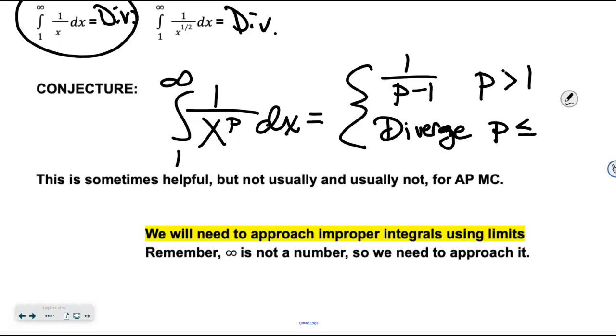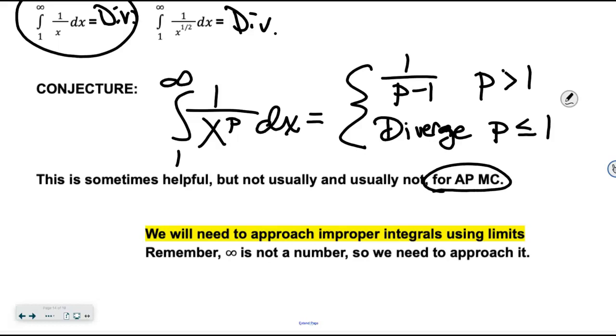Less than or equal to 1 is the fence for divergence. Now that's pretty easy to understand. It's sometimes helpful, but usually not. Every once in a while for an AP multiple choice question, that's nice to know.